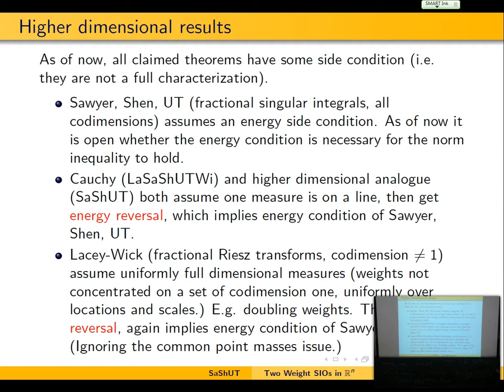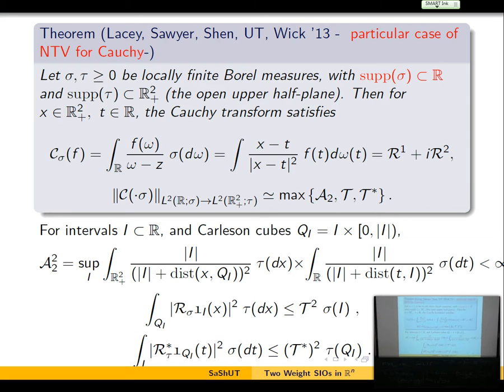So from a logical viewpoint, this is the strongest theorem right now. The chronology is a little bit more involved. But right now, as it stands, from a logical viewpoint, that's the strongest theorem. Although here, I'm ignoring the common point masses issue. Okay, but anyway, that's supposed to be basically just put holes in the A2 condition and run the proof.